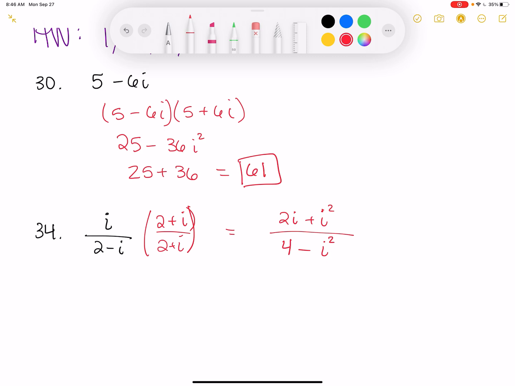Isn't there some rule that the number has to be before the i in the actual ending answer? Yeah, so I'll show you how to write it. We're not quite done with this part. Sorry, I worked ahead. No, you're good.